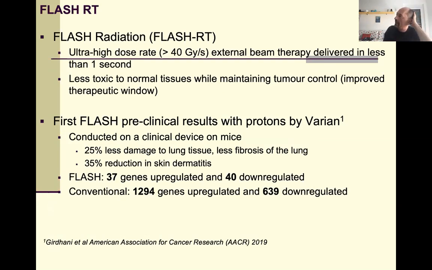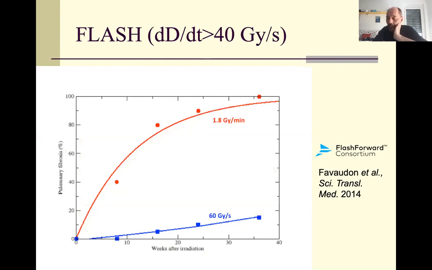Why does this happen at 40 gray per second? Well, maybe one of the reasons is an example. You see, these are original data on the induction of fibrosis in mice. So it's a normal tissue complication, the fibrosis in the lung when you treat lung cancer.